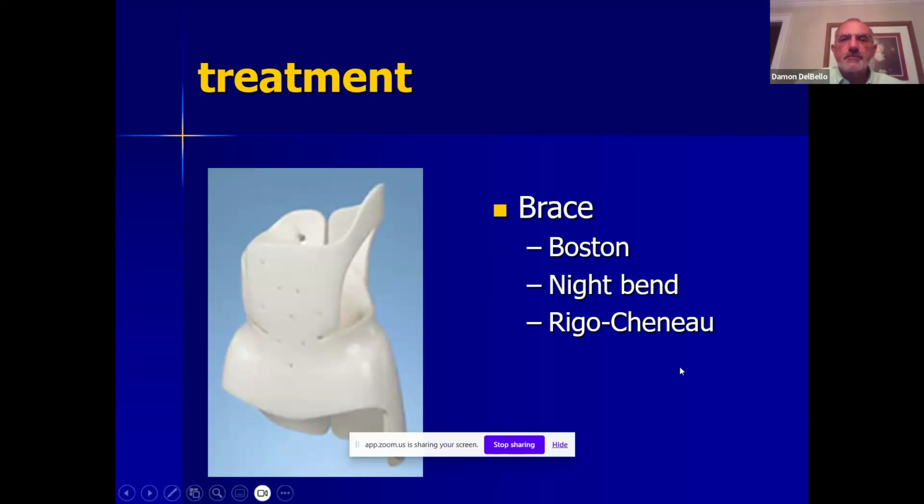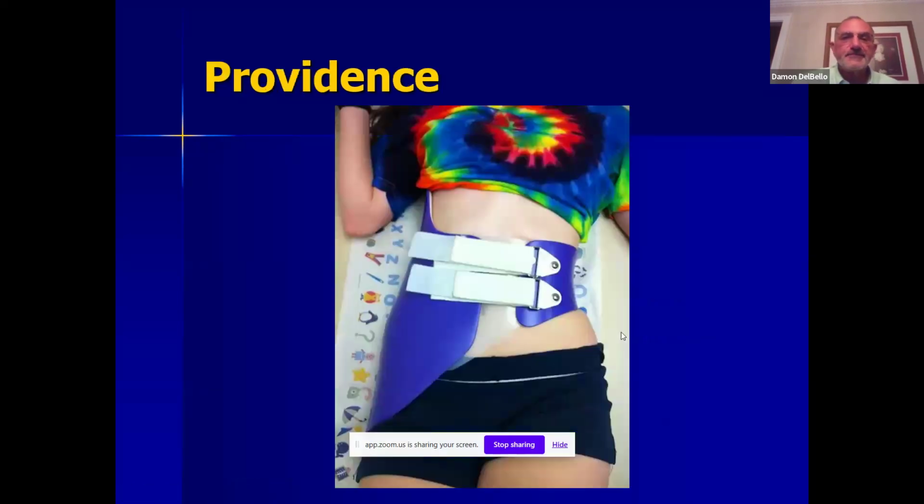This is a common Boston brace. I'm sure you're familiar with it. Most common brace, I would imagine, worldwide, but definitely in the United States. Other braces include the Providence night bending brace, the Rigaud-Chenot brace, which is a new derotation device.